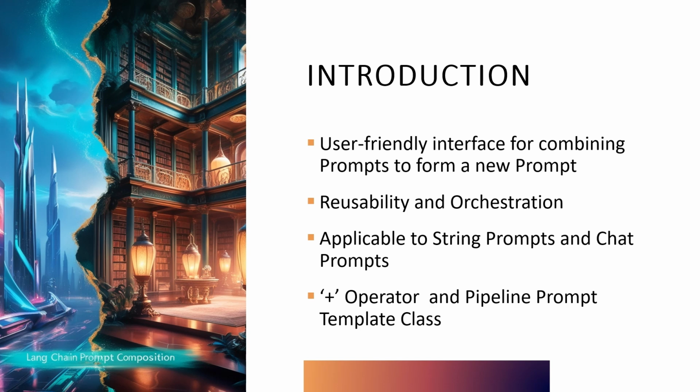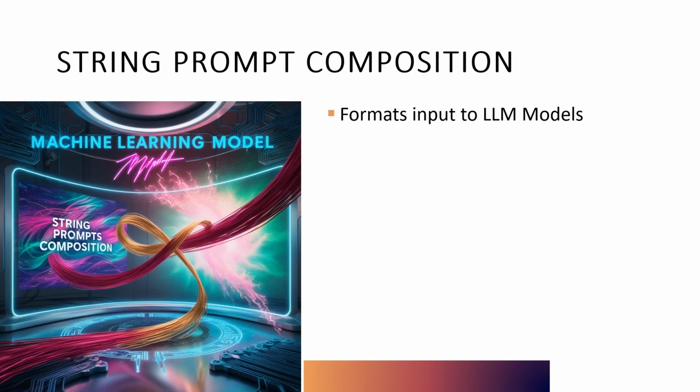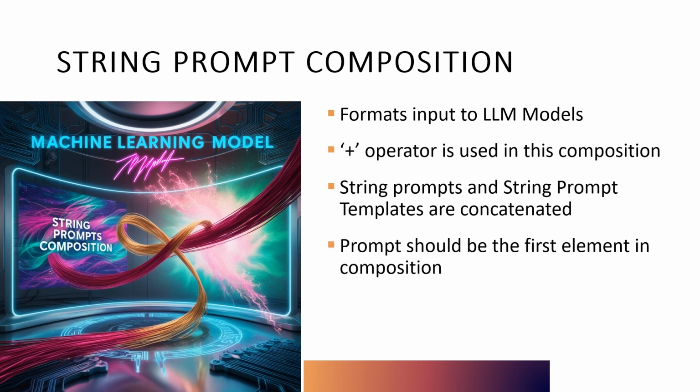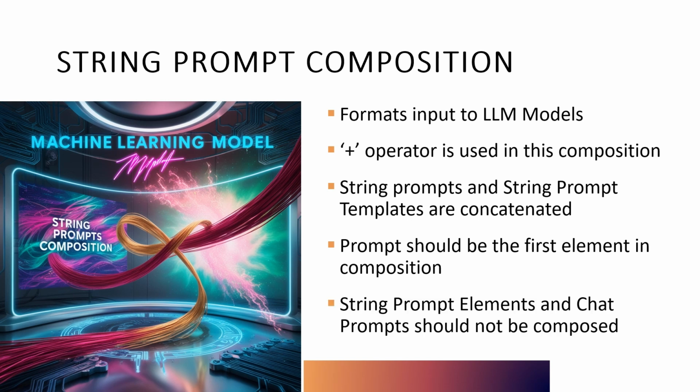Let's explore different prompt composition methods, one by one, starting with the concatenation of string prompts. String prompt composition is mainly used for formatting inputs to LLM models. In this composition, prompts are concatenated together using plus operator. String prompts and string prompt templates are concatenated as a result of this composition. The only rule to follow here is that the first element in the concatenation should be a prompt or prompt template. We cannot compose string prompts or string prompt template with chat prompts.